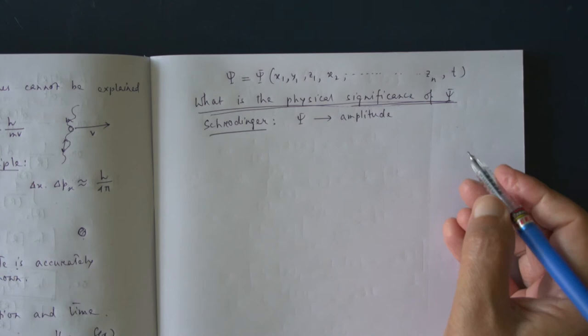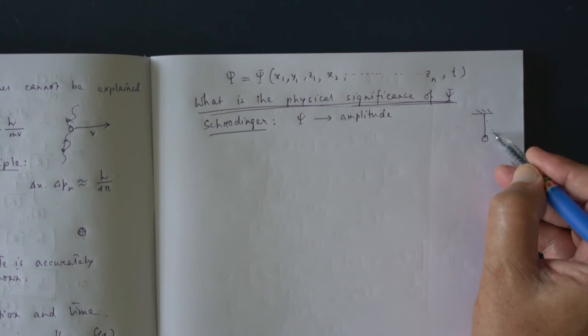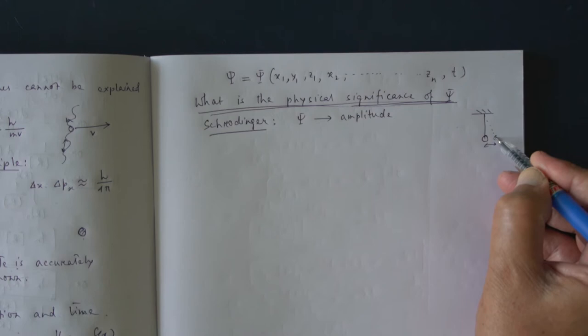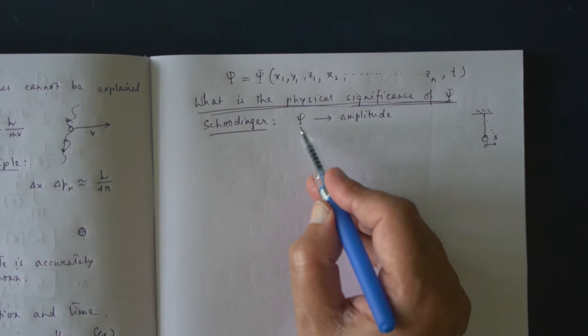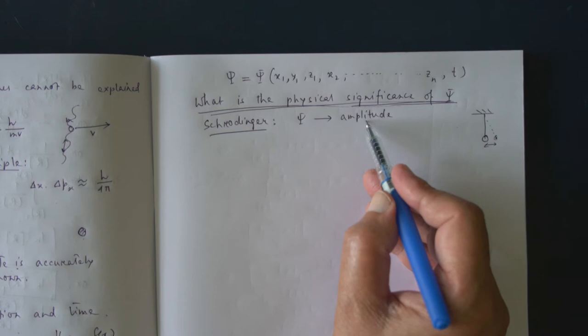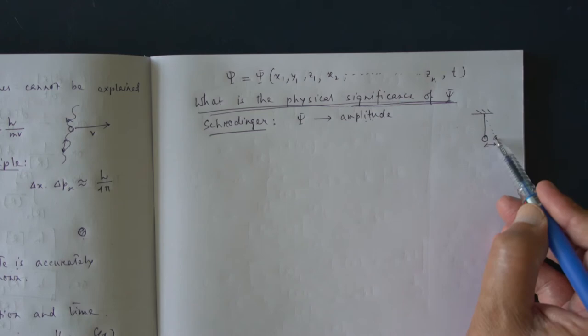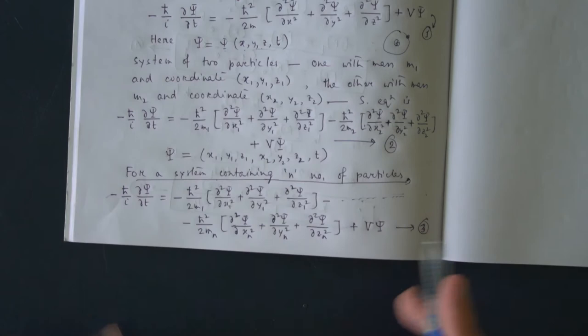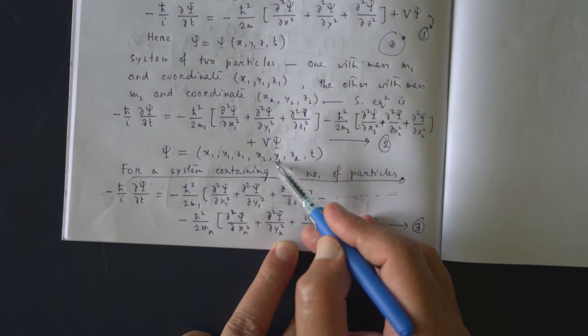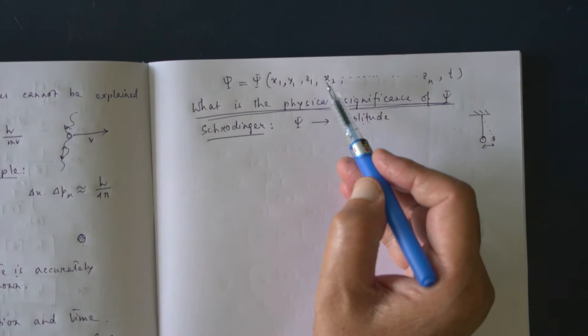Let us consider one example. Say this is a pendulum. Amplitude means maximum displacement. So this is a point, and this point will have only three coordinates, x, y, z. So according to Schrödinger, psi is the amplitude of the wave associated with the particle. But this is impossible. Why? Because if psi is amplitude, it must be a function of three variables only. But here, as the number of particles increases, variables also increase. Here six variables, here 3n variables. Therefore, psi cannot be the amplitude of the wave.